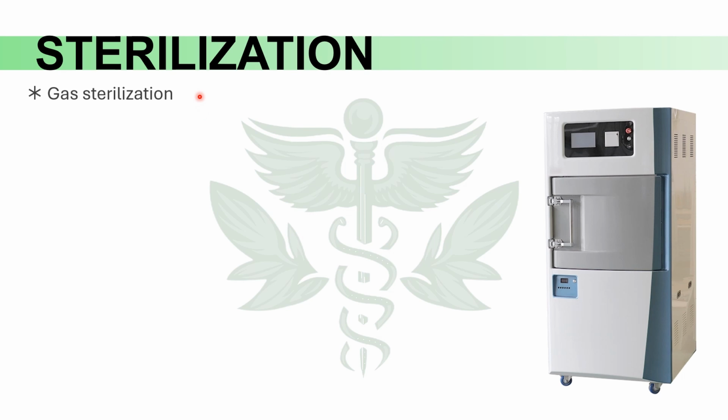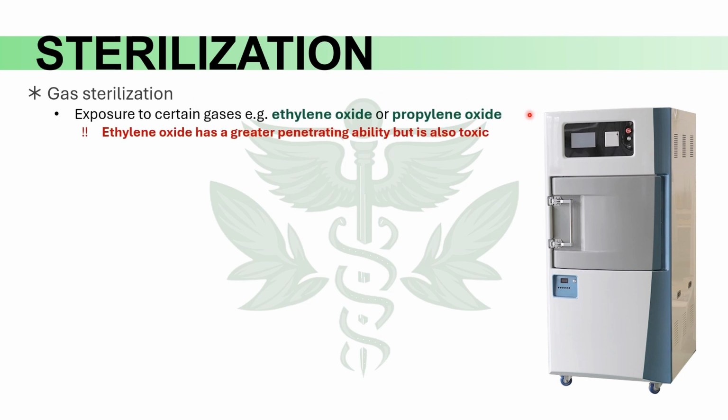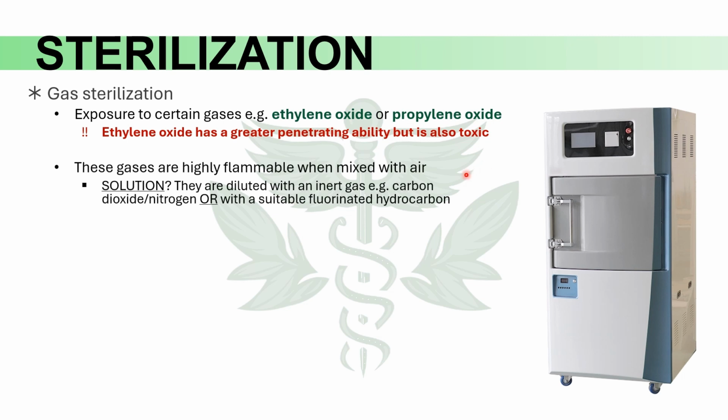Gas sterilization. It entails exposing the product to certain gases such as ethylene oxide and propylene oxide. Ethylene oxide is the most commonly used gas in this process as it has a greater penetrating ability. While it has a downside of being toxic, it exhibits bactericidal, fungicidal, virucidal, and sporicidal properties which compensates for this. Upon contact with air, ethylene oxide and propylene oxide are highly flammable, so they must be diluted with an inert gas such as carbon dioxide or nitrogen, or with a suitable fluorinated hydrocarbon.